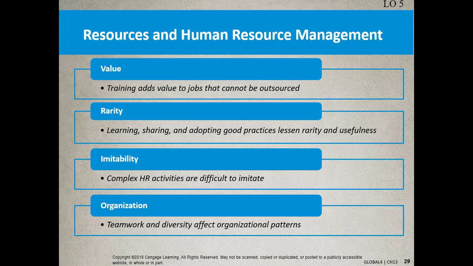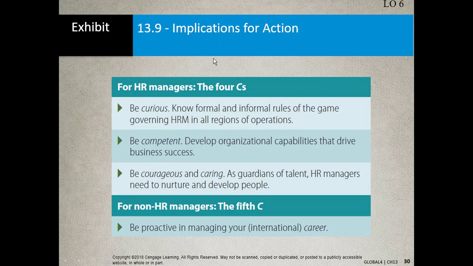And then lastly, for this chapter, the 4 C's. And so here we're looking at the implication for action for you guys, students, and thinking about what that means. And so the 4 C's, the first one is be curious. Know formal and informal rules of the game governing HRM in all regions and operations. Be competent. Develop organizational capabilities that drive business success. Be courageous and caring. As guardians of talent, HR managers need to nurture and develop people. And for the non-HR manager, the 5th C, be proactive in managing your international career.